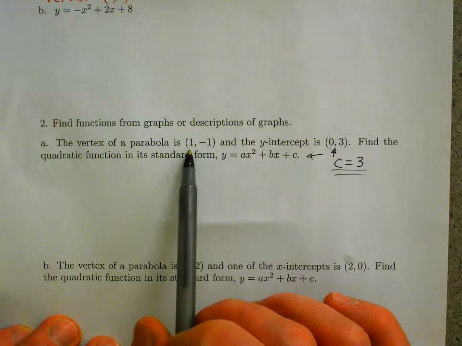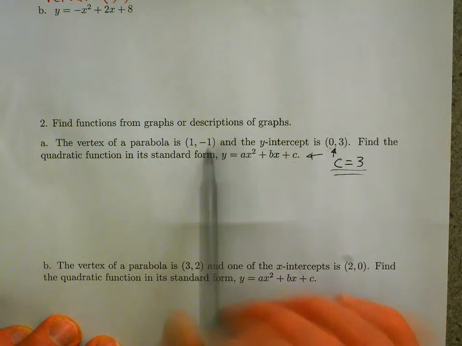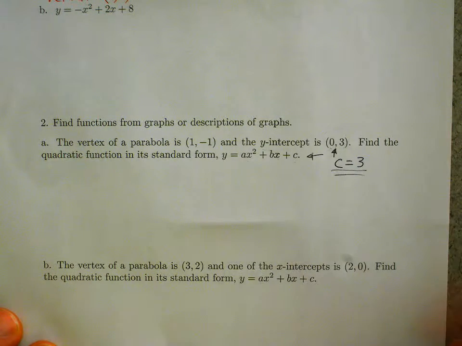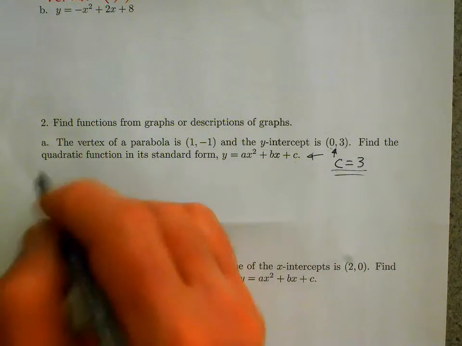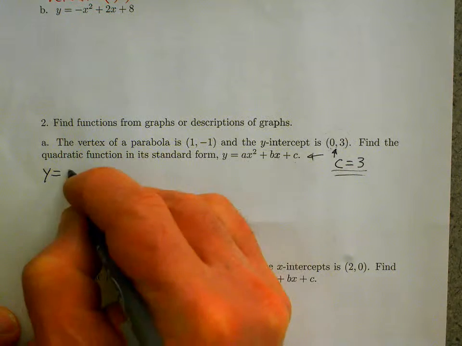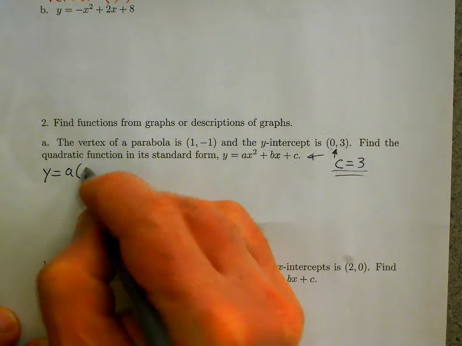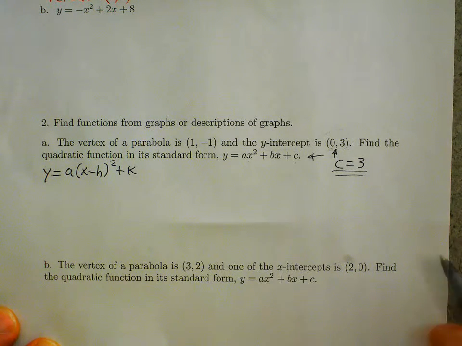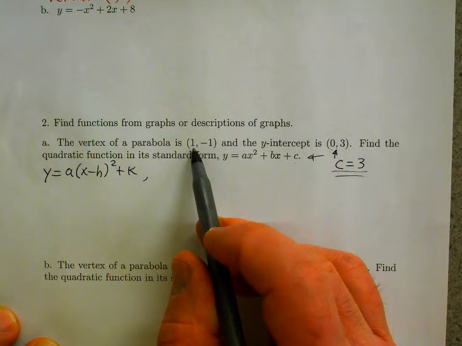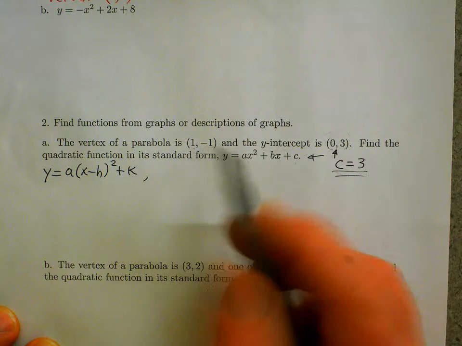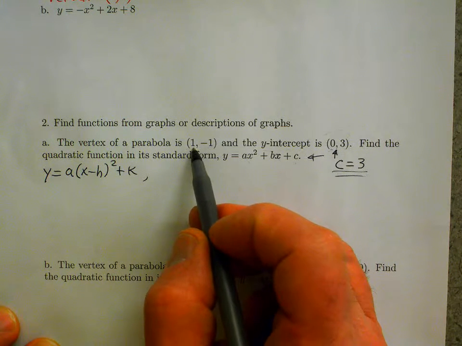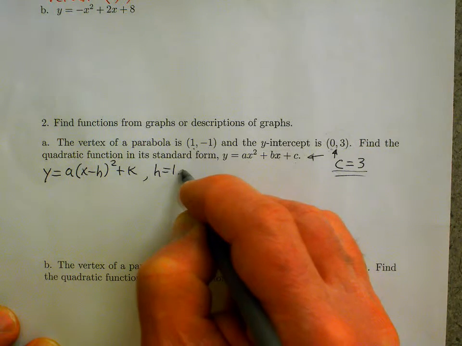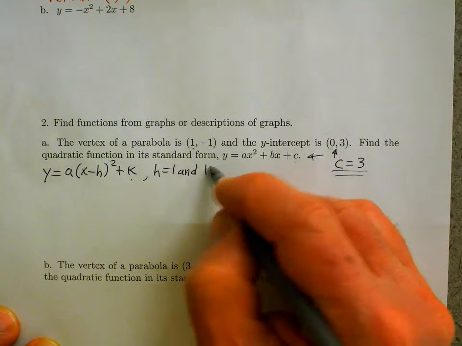The vertex is (1, -1). So what could we do? We could write the vertex form, y equals a times (x minus h) squared plus k. And since the vertex is the ordered pair (1, -1), that means that h is 1 and k is -1.